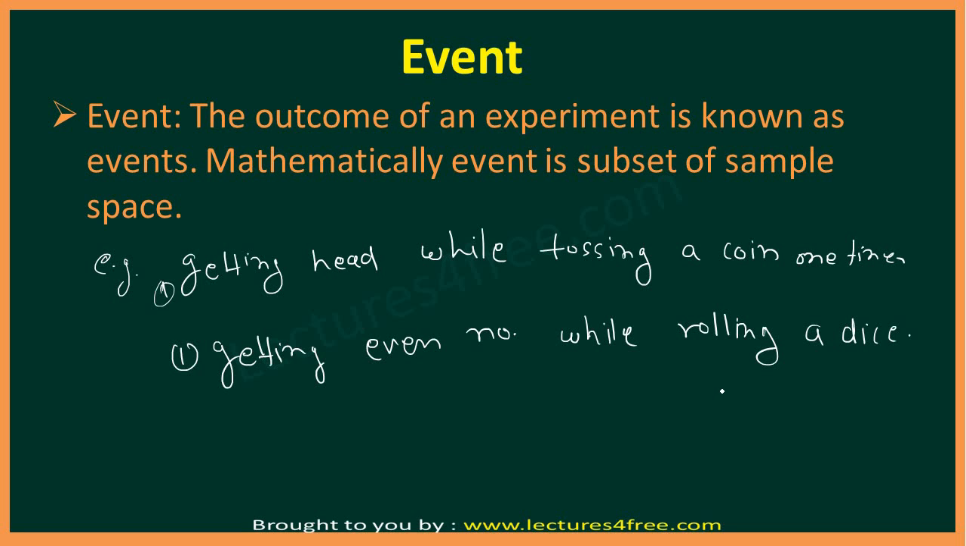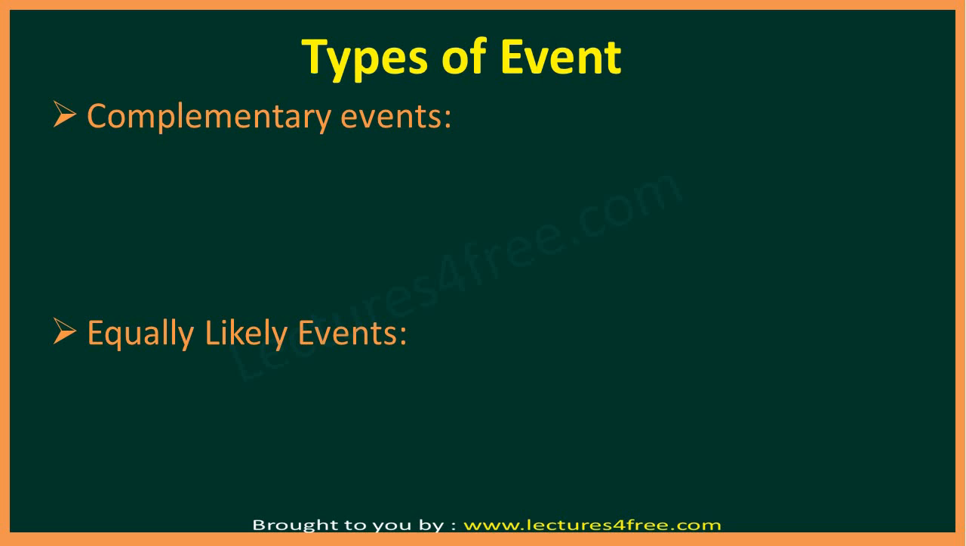So now let's see the types of events. First of all, let's see what is a complementary event. If we are talking about any event E, then we can call its complement EC, or you can write it like E bar. So the complement of any event E will be known as EC or E bar, and it will contain all the outcomes of sample space that are not in E.